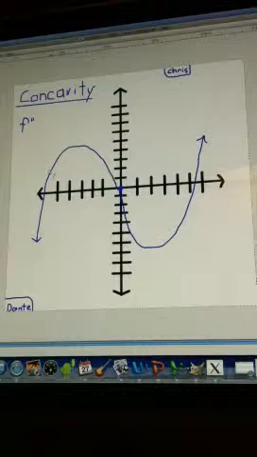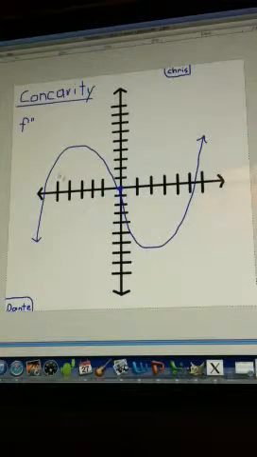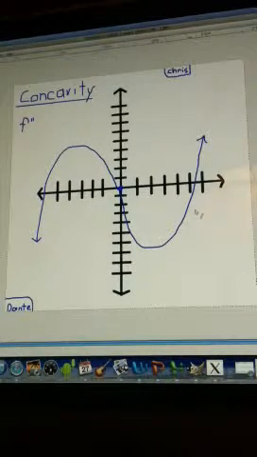If you look at the negative half of this graph, you'll notice that it's U-shaped and facing down. This means that it's concave down, and if you look at the other half, you'll notice that it's U-shaped facing up. This is concave up.